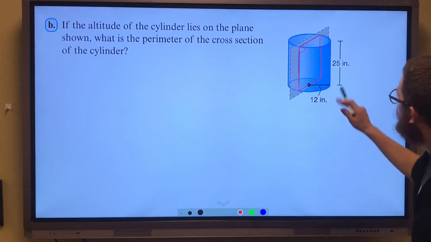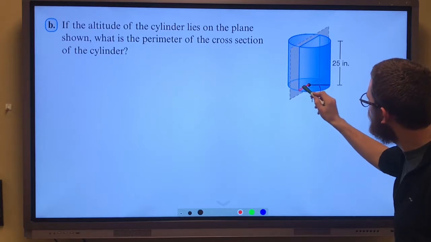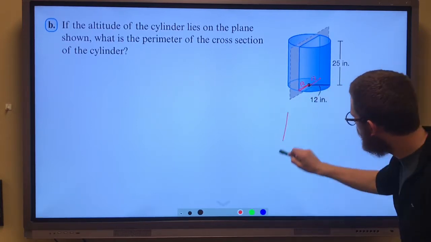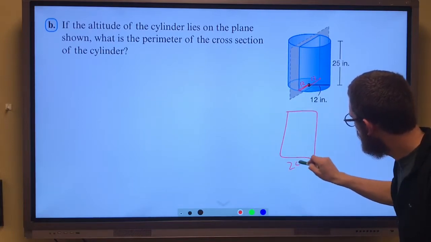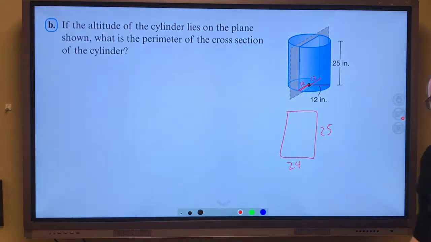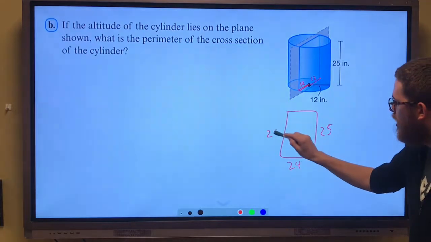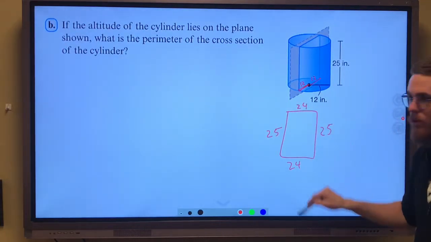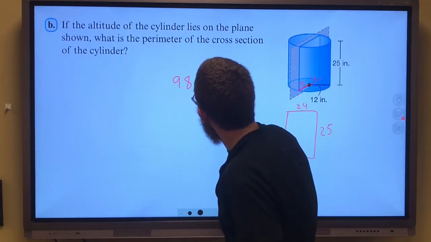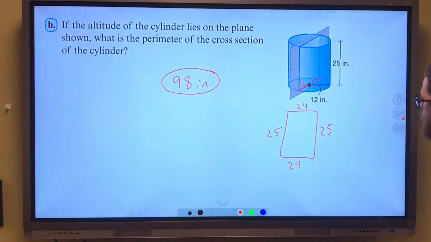So, if the radius is 12, well, the radius is still going to be 12 right here, meaning that this rectangle is 24 by 25. So 25 plus 25 plus 24 plus 24. This has a perimeter of 98 inches when we add those up. Great.